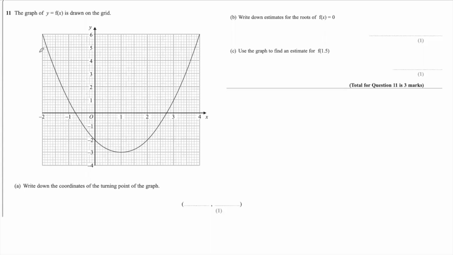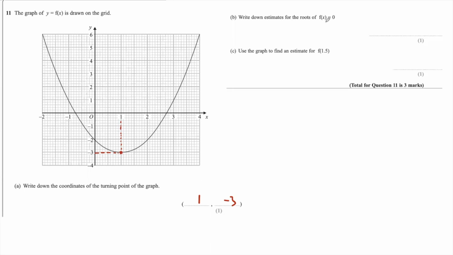So for this question, they gave us a graph, and part A is saying write down the coordinates of the turning point of the graph. And of course, the turning point is this point right here. So we're going to write the coordinates, which are the x value of 1 and the y value of -3. So 1 comma -3.